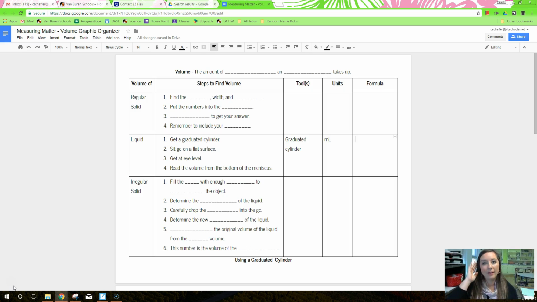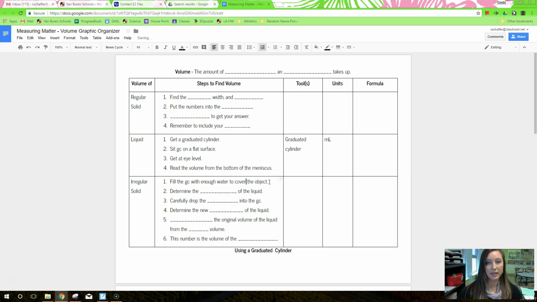So you're actually going to have to take some of the information that you've learned on using graduated cylinders and finding the volume of a liquid and put it together in order to find the volume of an irregular solid. Believe it or not, we are going to start off with a graduated cylinder. I'm going to abbreviate graduated cylinder GC. So fill the GC with enough water to cover the object. There's not a specific amount. It doesn't really matter what number you start off with.